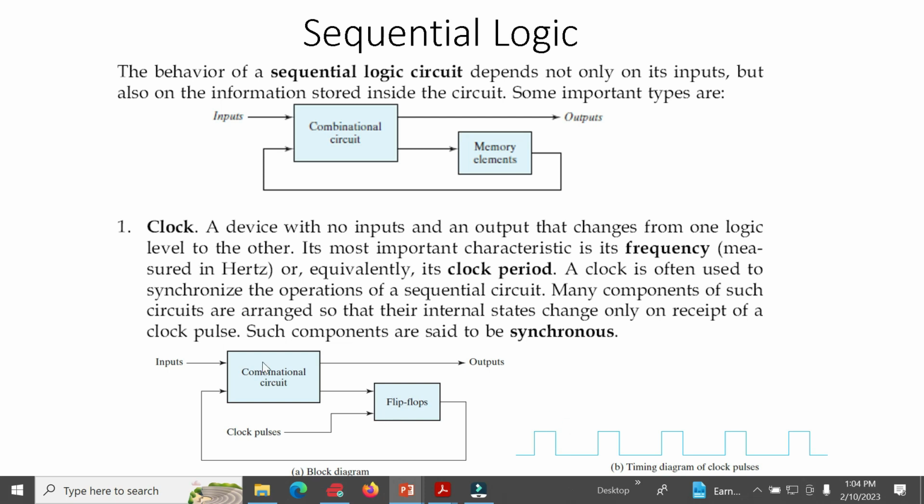So this is an example of a block diagram which uses clock pulses. The clock pulses are fed into our memory element, or a flip-flop, and the output of that is fed as an input to our combinational circuit together with the other inputs to get our output. This is an example of a clock pulse timing diagram.